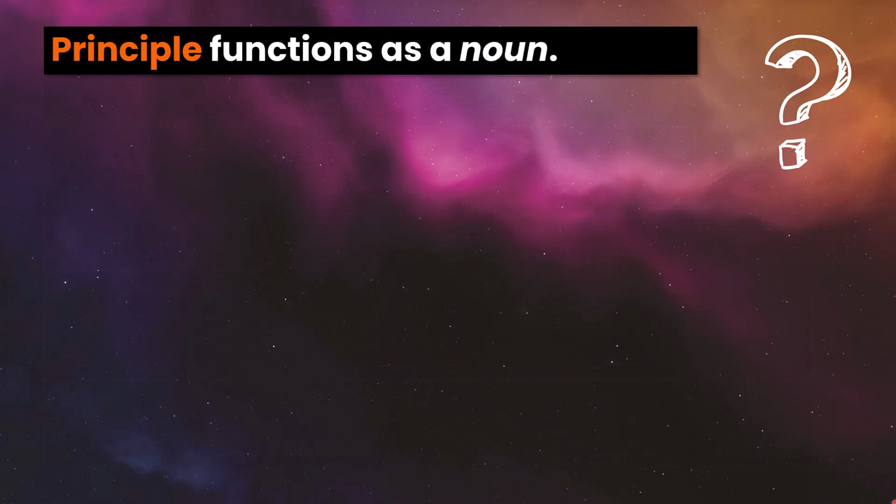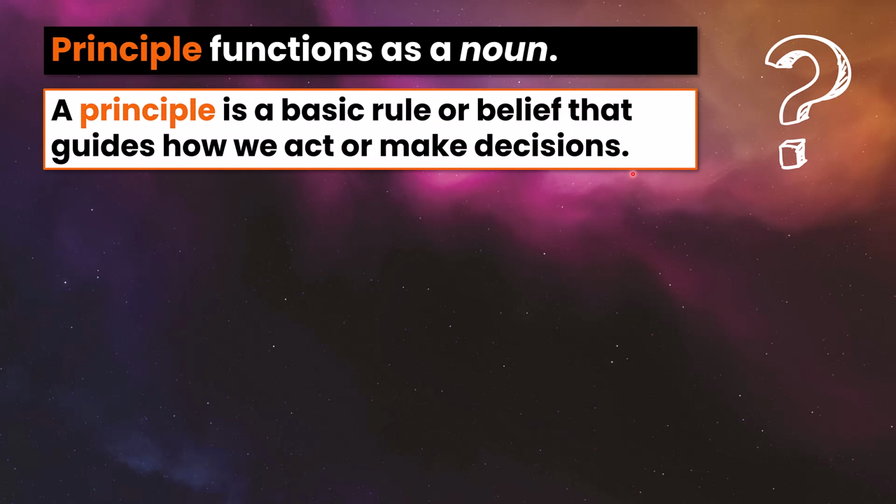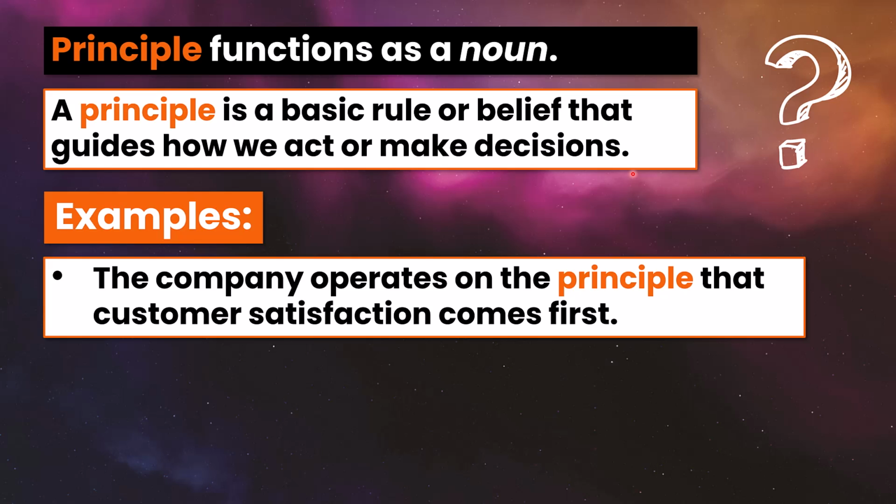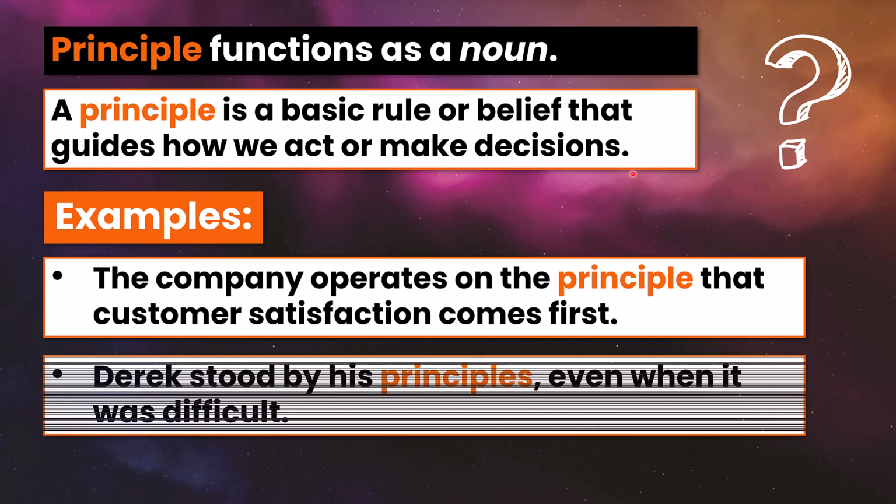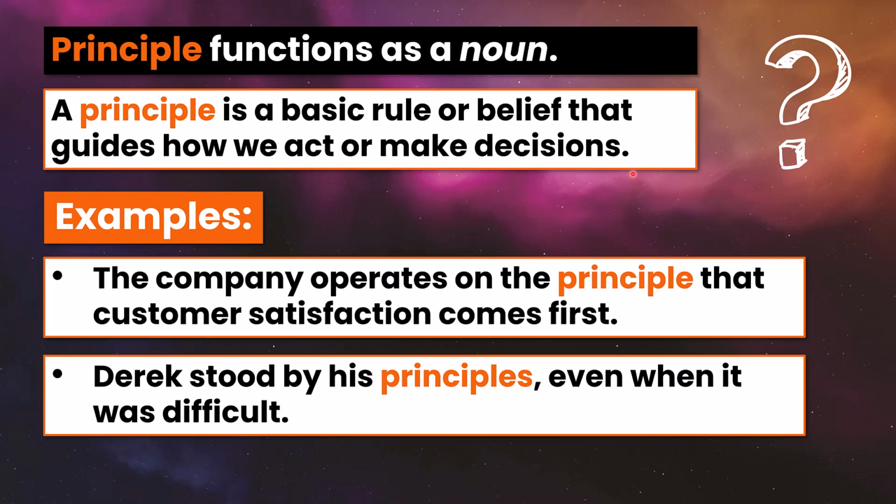Now let's talk about principle, which ends with PLE. Principle functions as a noun. A principle is a basic rule or belief that guides how we act or how we make decisions. So, for example, the company operates on the principle that customer satisfaction comes first. Another example, Derek stood by his principles, even when it was difficult. So your principles are what you believe in, your ethics, your morals, how you live your life based on your beliefs.